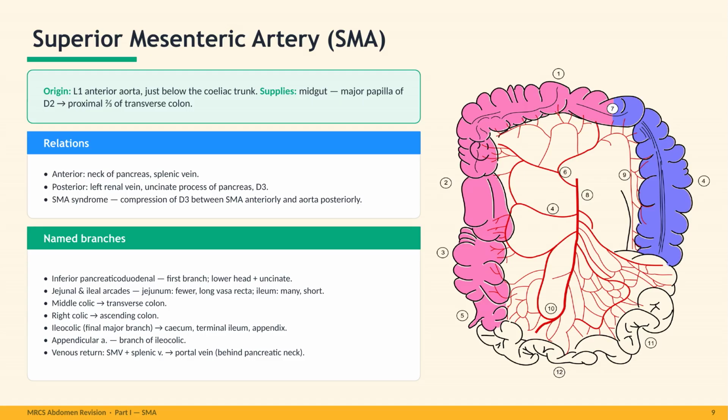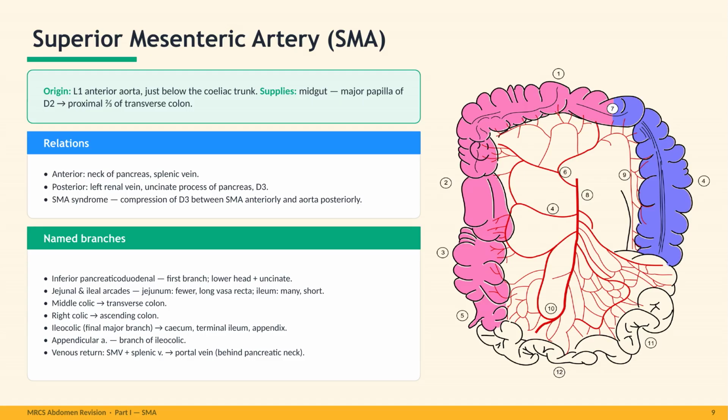This is the anatomical basis of SMA syndrome, compression of D3 between the SMA anteriorly and the aorta posteriorly. Rare but real, and a classic viva curveball. The named branches, and you should be able to rattle these off.